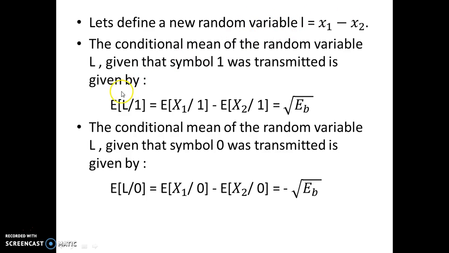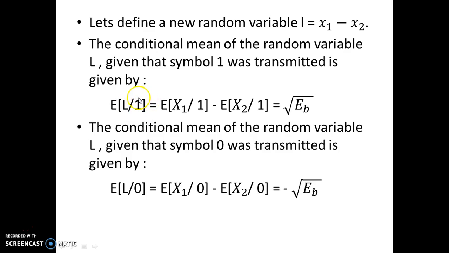First we are going to find the expectation of this random variable capital L, and then we are going to find the variance, because a Gaussian PDF is uniquely defined by its mean and variance. First, let's find the conditional mean of the random variable capital L given that symbol 1 was transmitted. So expectation of L given that 1 was transmitted.